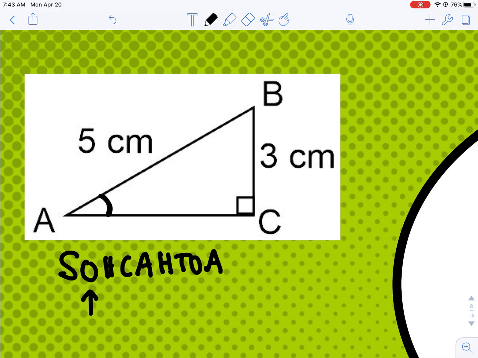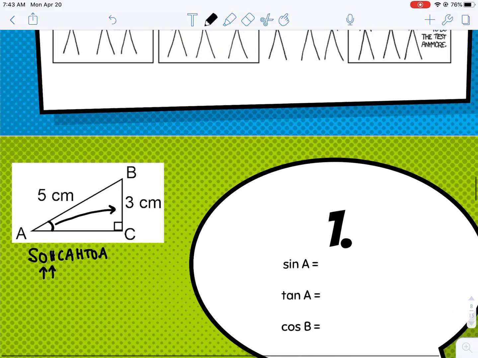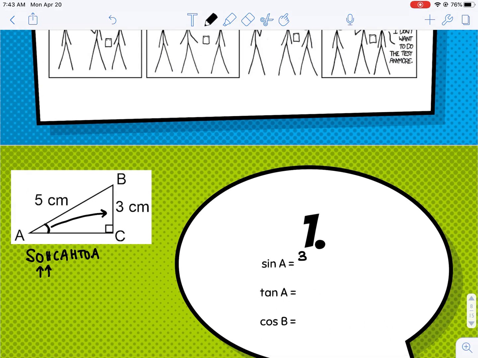Sine tells me, hey, use the opposite over the hypotenuse. So I'm looking for the opposite side, which is 3, over the hypotenuse, which is 5.